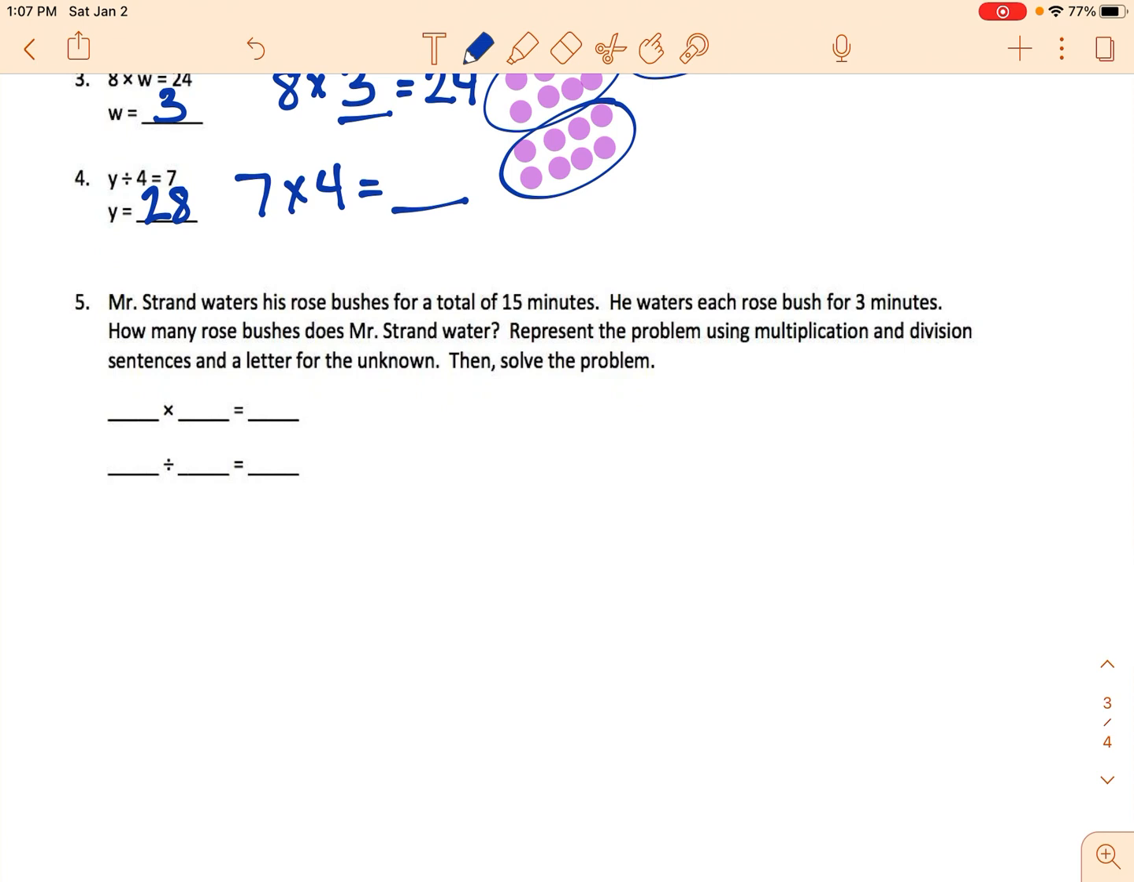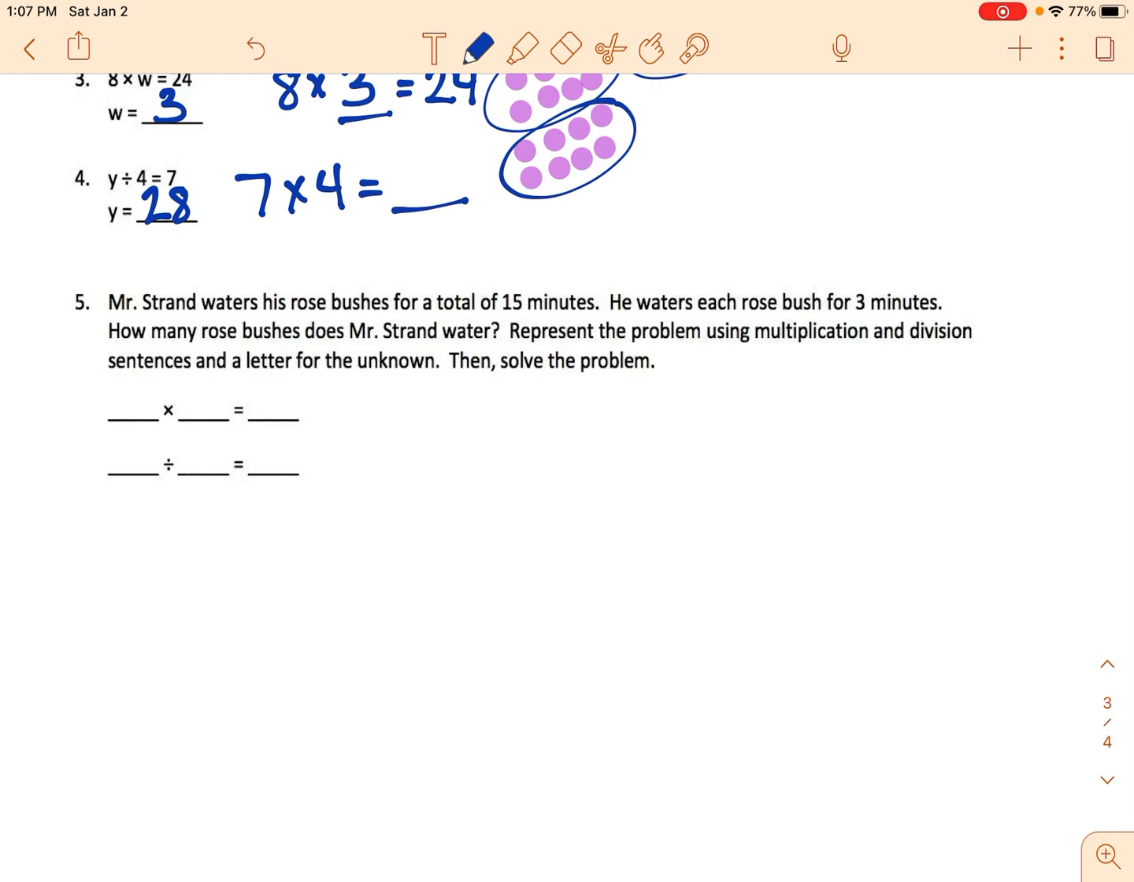Last one. Mr. Strand waters his rose bushes for a total of 15 minutes. He waters each rose bush for 3 minutes. How many rose bushes does Mr. Strand water? Represent the problem using multiplication and division and a letter.